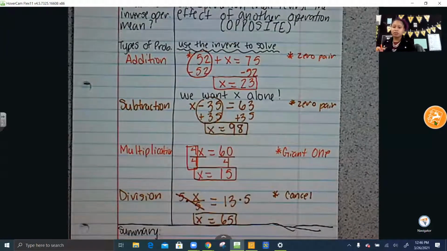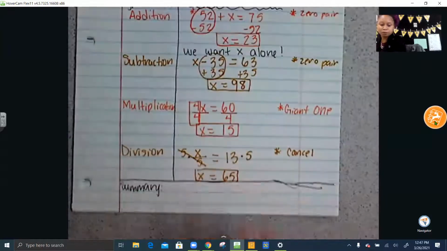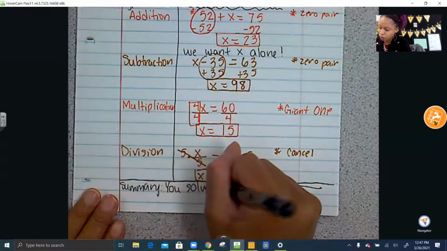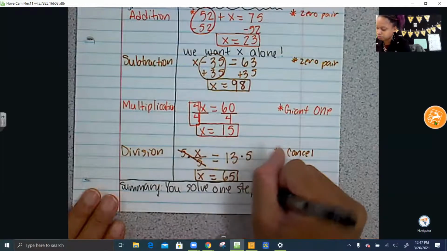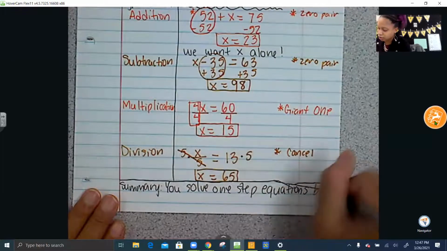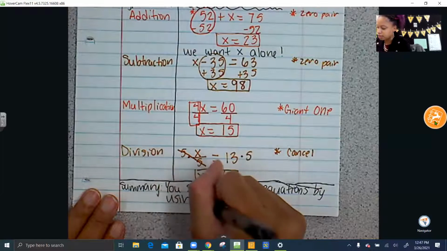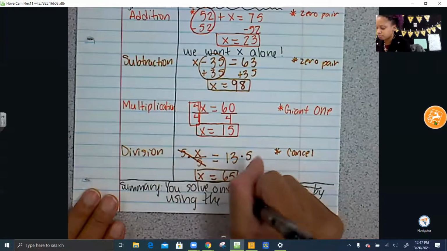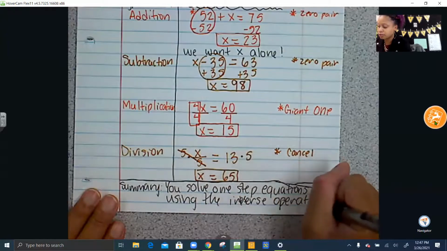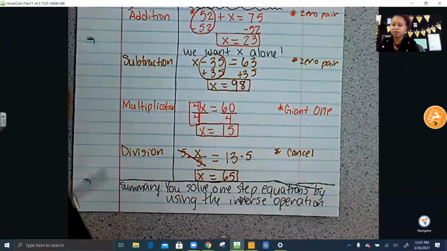So remember, the important thing about this, to summarize, is how do you solve one-step equations? So our summary would be, you solve one-step equations by using the inverse operation. And if you need to remember those inverse operations, take a look at the top of your notes.